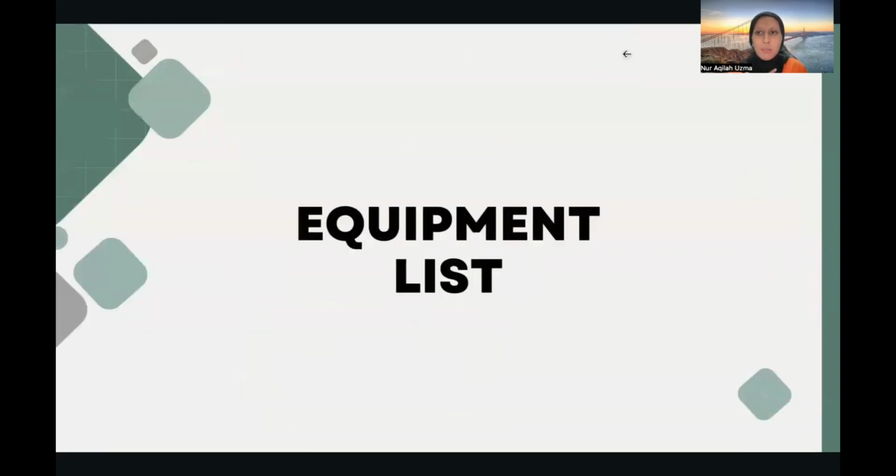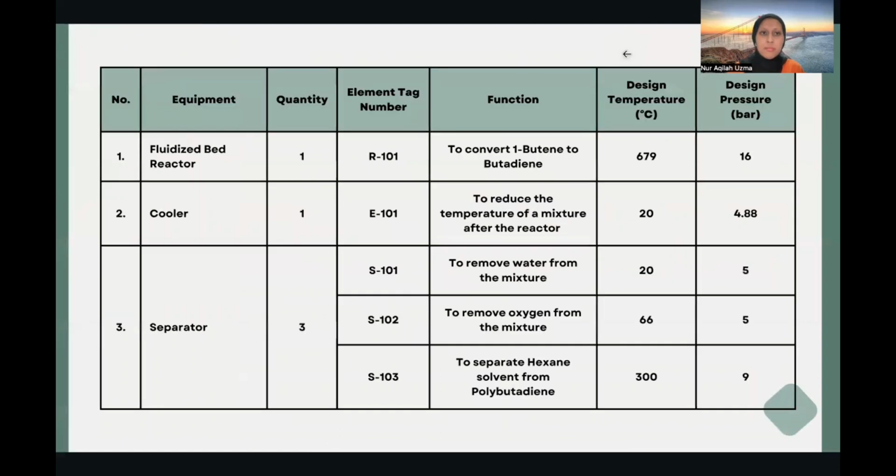So next, I'm going to present the equipment list that we have in this process. There are 10 units with 7 main units. First is a fluidized bed reactor with the element tag number R101. Its function is to convert 1-butene to butadiene at a temperature of 679 degrees Celsius and 16 bar.